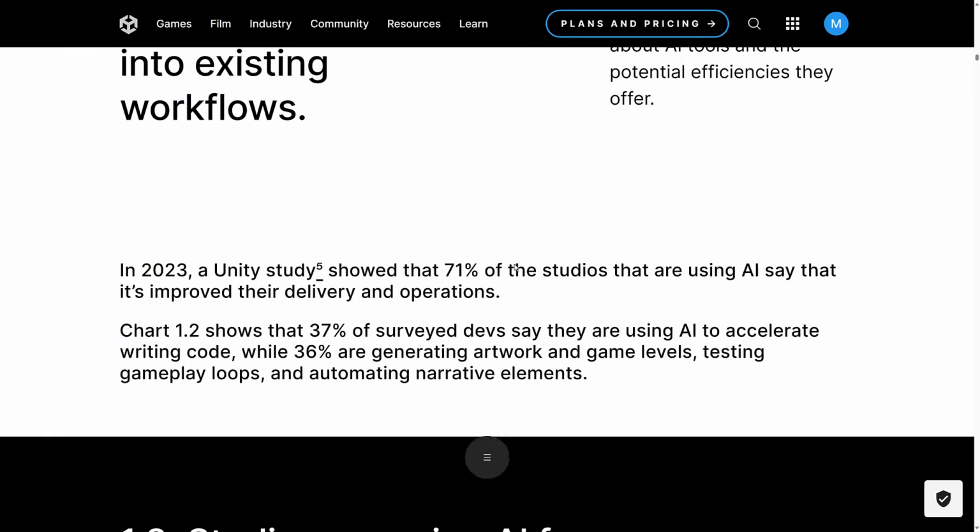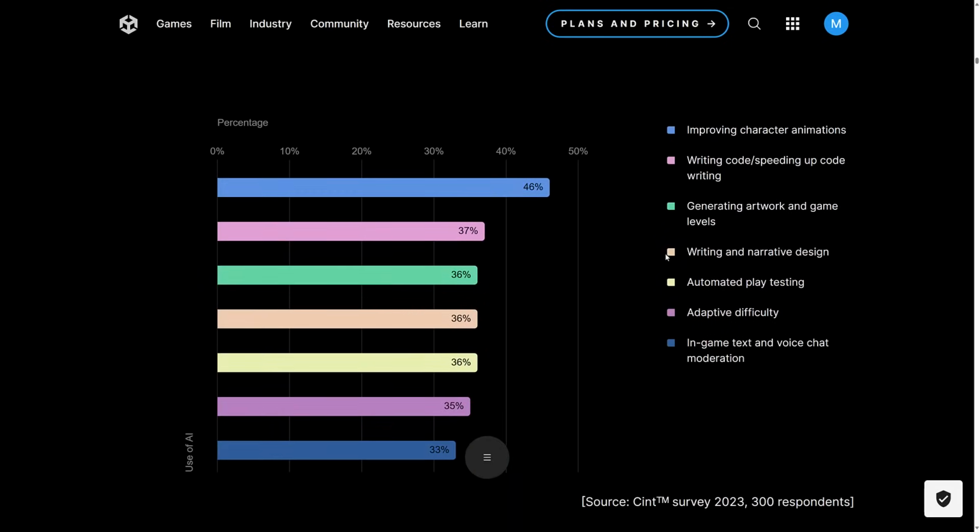Then we go down here, how people are actually using AI. And this part I find weird to a huge degree, because I don't think that improving character animations would be the most popular use of AI, with the exception of something like Cascadeur, which is, you know, a machine learning driven AI tool. So I find it strange that improving character animation was the most used thing. I would have actually thought that 37% one right here, speeding up code, so basically Copilot type integration. And then generating art and artwork for game levels came in next. Writing narrative design, so that would be your ChatGPT to do dialogues, etc., that kind of thing.